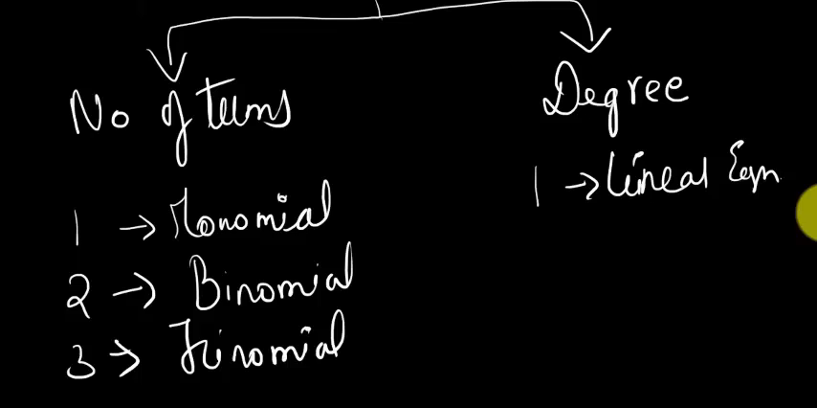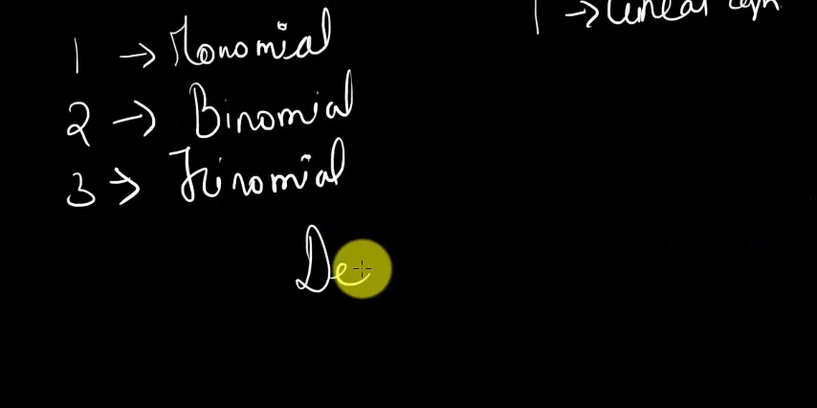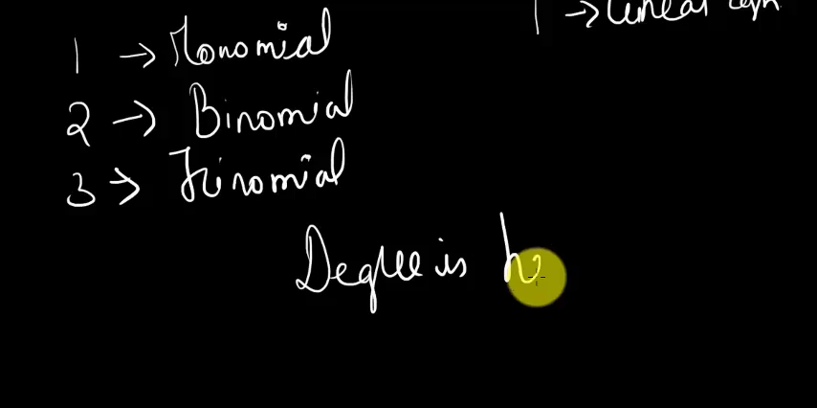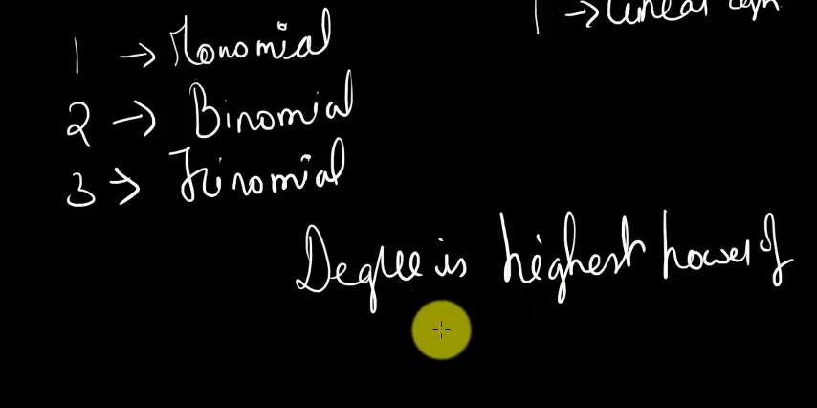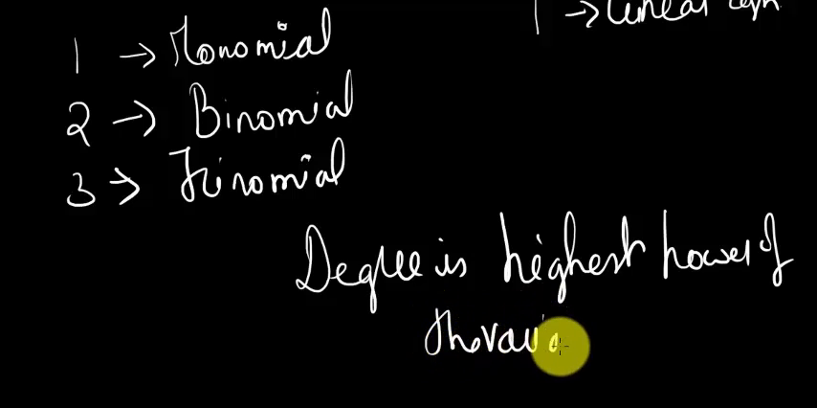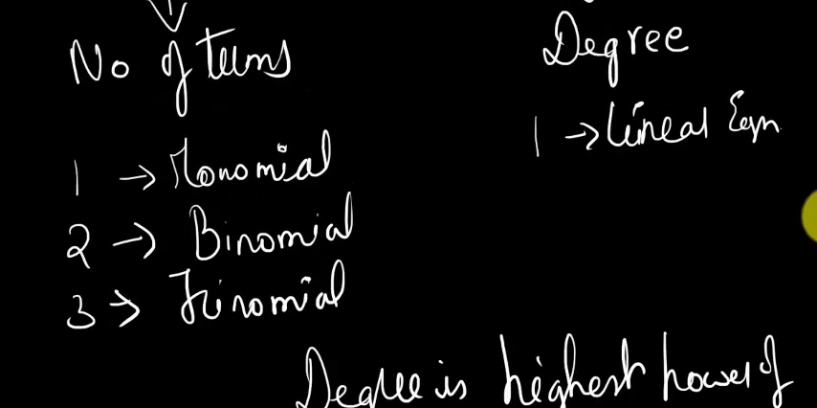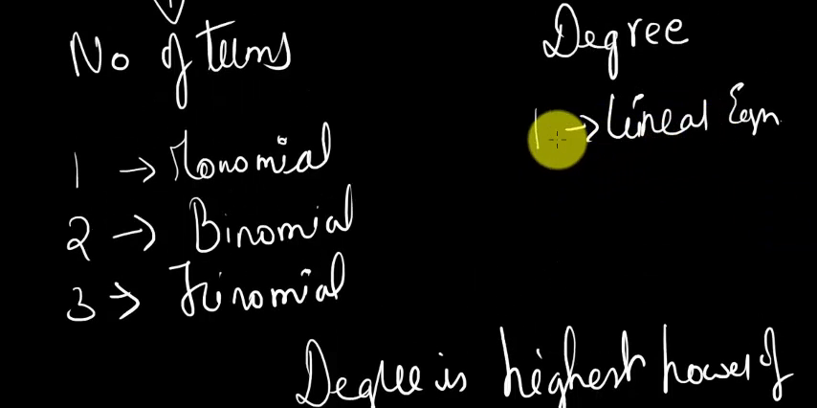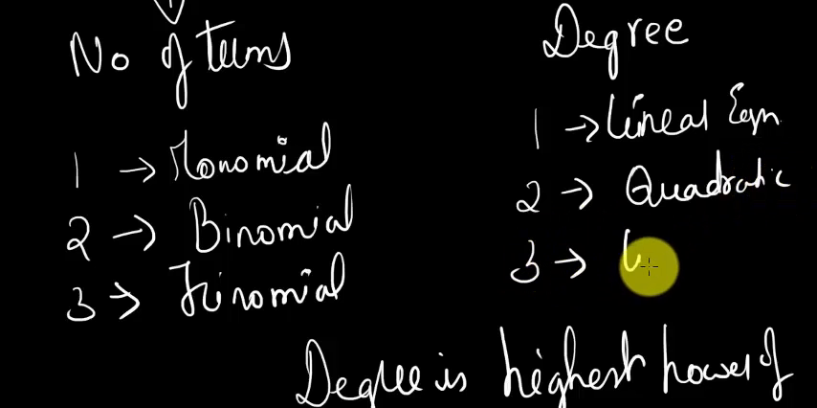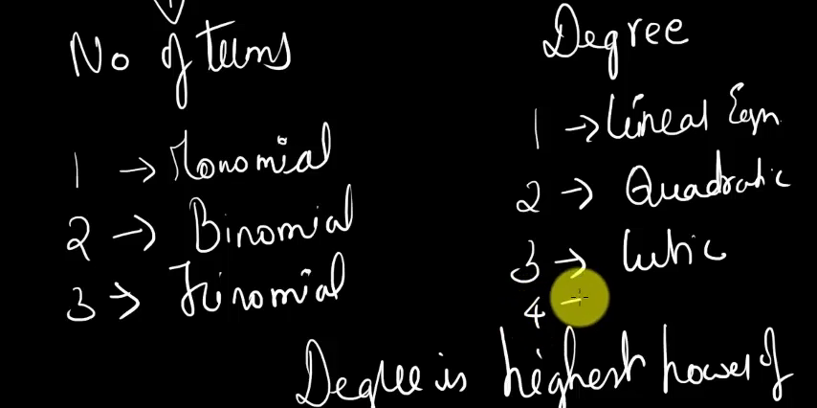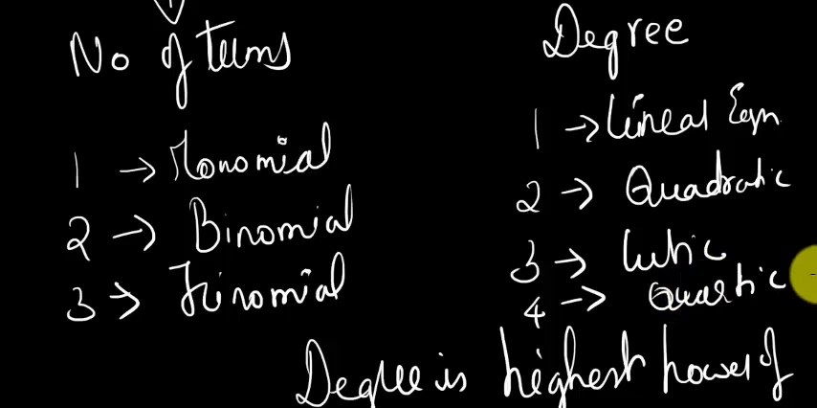Now, what does the word degree mean? A degree is the highest power of the variable. The highest power of the variable in the equation is the degree of an equation. So if it is degree 1, it's a linear equation. If the degree is 2, we call that a quadratic equation. If the degree is 3, we call that a cubic equation. And if the degree is 4, we call it a quartic equation.